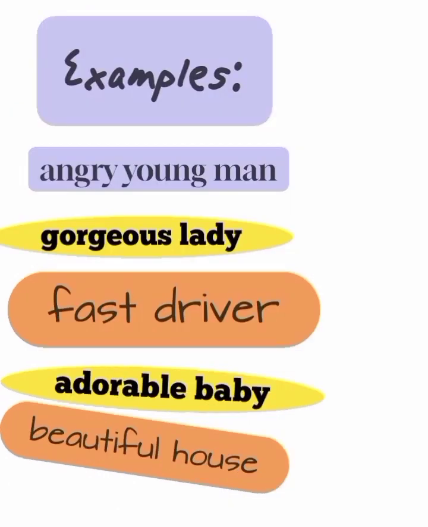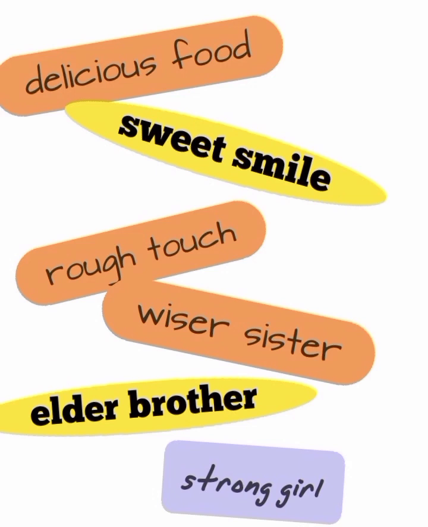Angry young man, gorgeous lady, fast driver, adorable baby, beautiful house. Angry is the quality of a young man, that is person. Gorgeous is the quality of a lady, that is person. Fast driver, fastness is the quality of a driver. Adorable baby, adorable is quality and baby is noun.